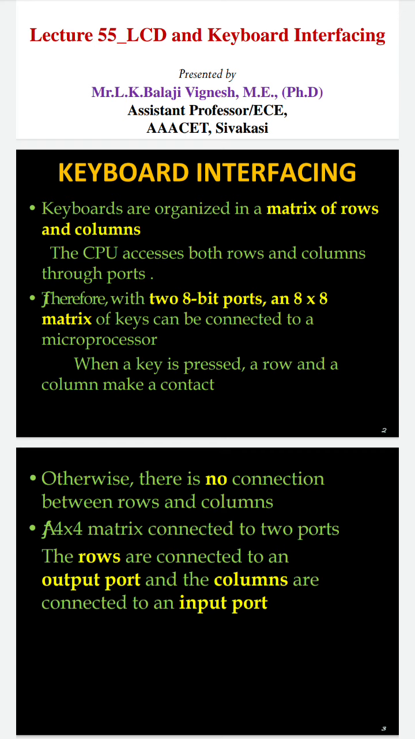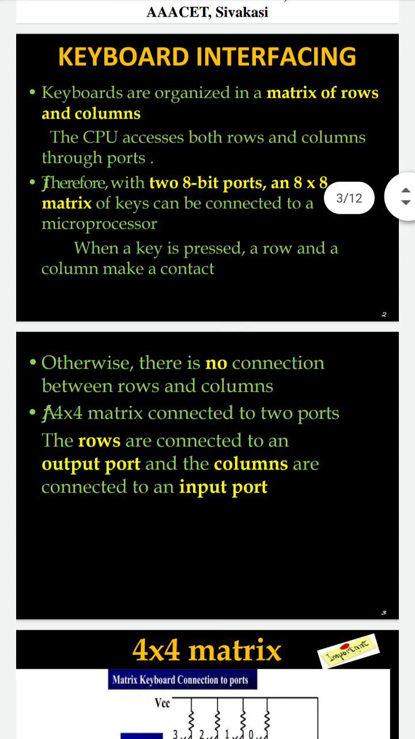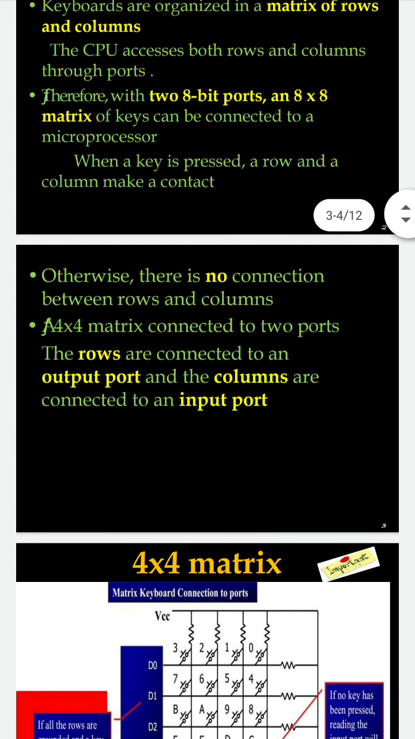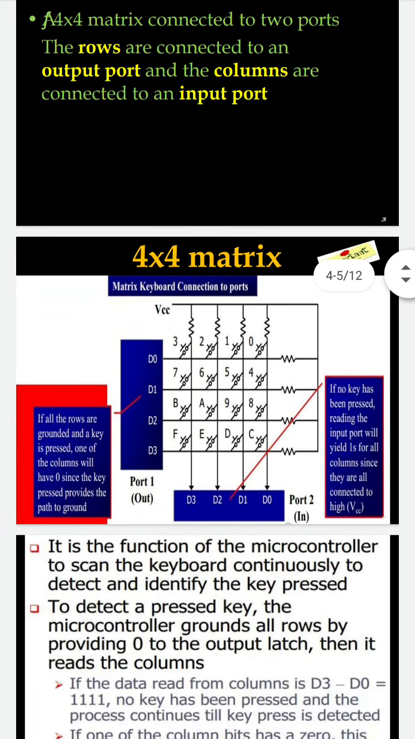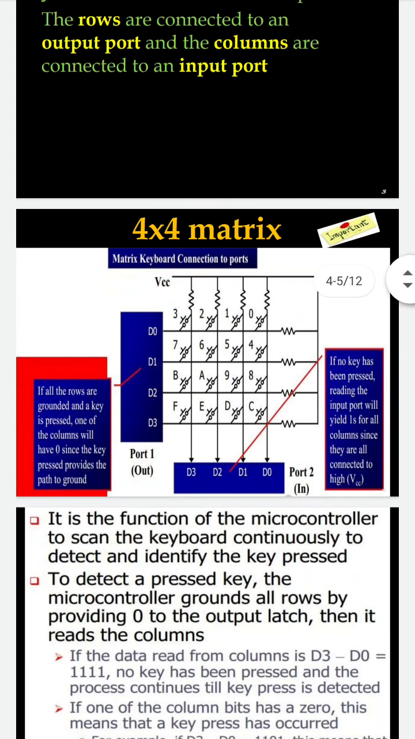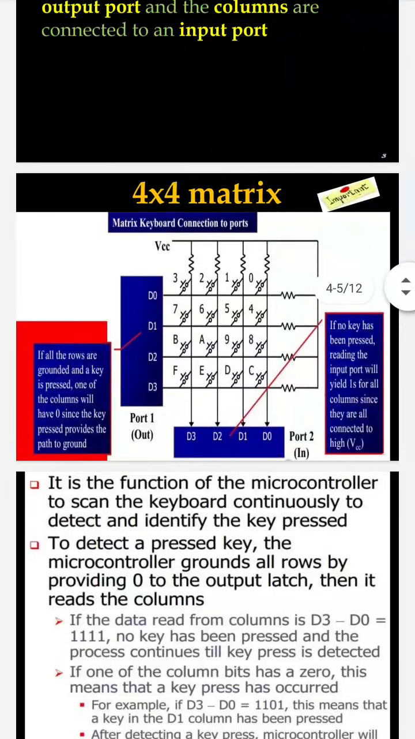Basically, an 8x8 matrix consists of keys. There are two 8-bit ports. Among that, a 4x4 matrix consists of two ports, with two input rows and two input columns. So this is the major 4x4 matrix. These are D0, D1 and D2, the pins we are going to press. Port 1 we are showing as output and port 2 as input. So this is the output port, and this is the input port.